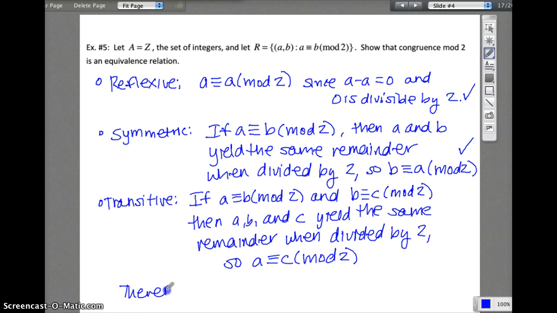So therefore, congruence mod 2 is an equivalence relation because it satisfies the 3 properties.